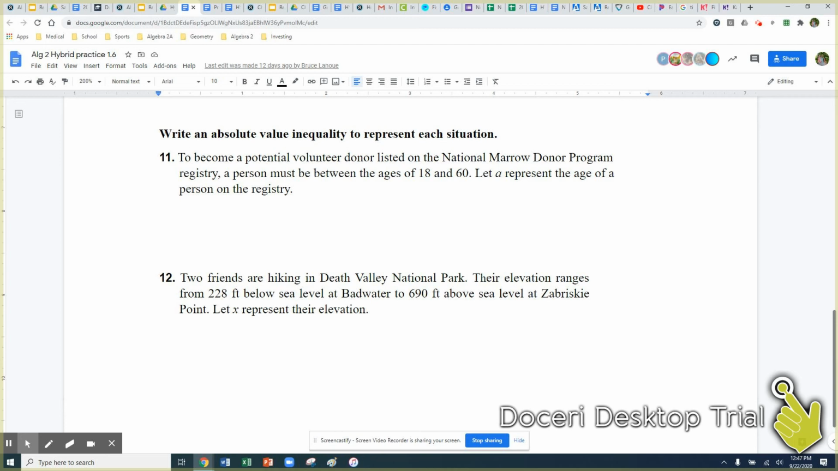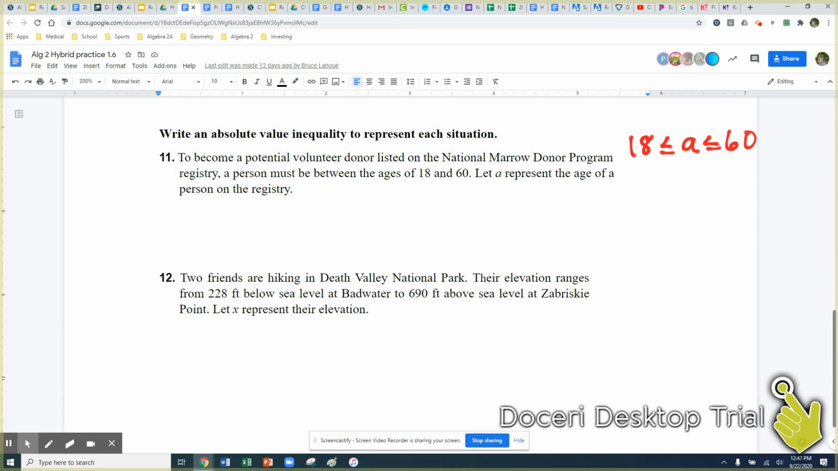It says to become a potential volunteer listed in the National Marrow Donor Program registry, a person must be between the ages of 18 and 60. Let A represent the age of the person in the registry. So basically, here's what we're looking at: 18 has to be less than or equal to A, which has to be less than or equal to 60. So we're looking at that range of values. We want to go back now and write an inequality representing that.